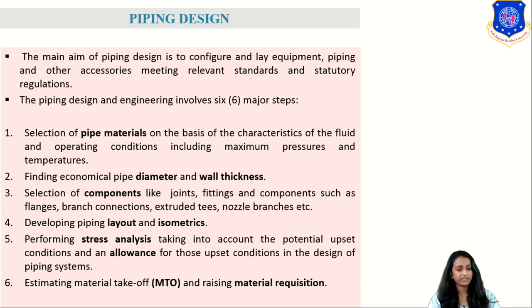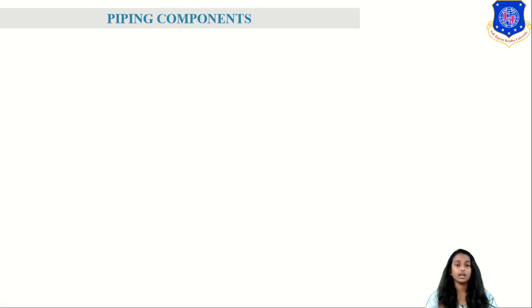In the sixth step, we are estimating material takeoff and raising material requisition. Material takeoff means we are listing out the equipment which is required to design the piping system. Then, what is raising material requisition? Raising material requisition is one type of document used in industry to request a material which is required to complete the process.